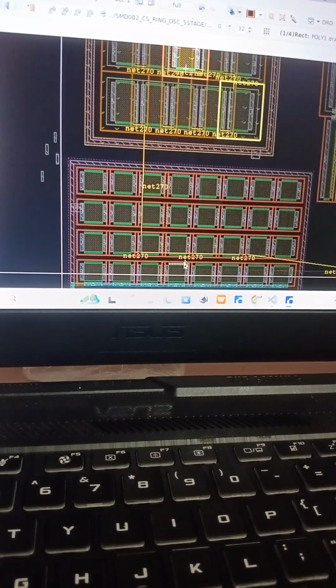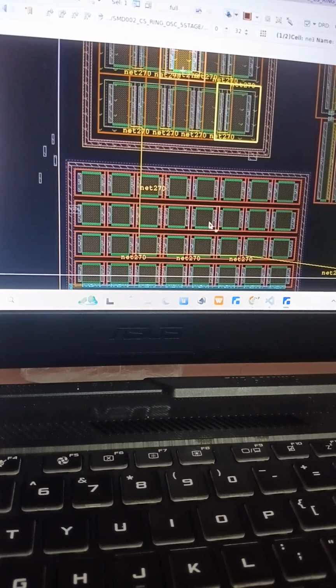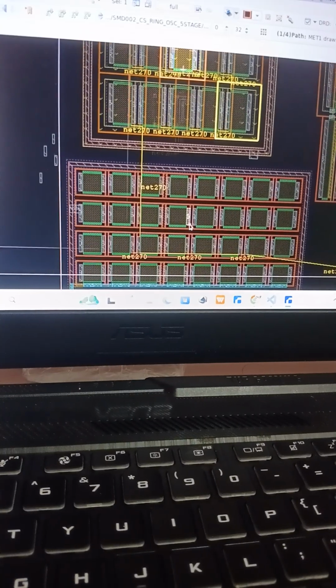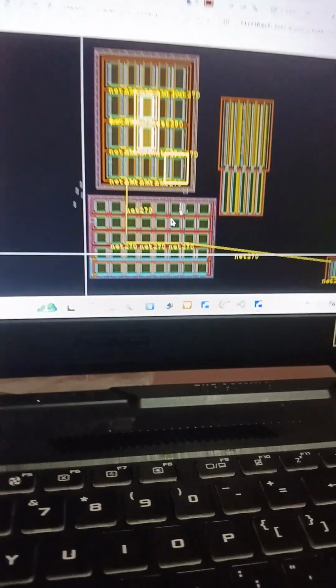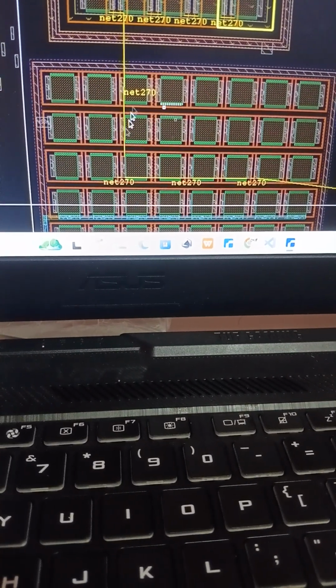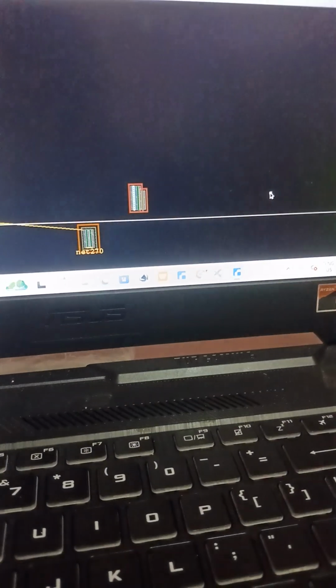So that's with these transistors. This is actually common centroid matching. So you can check that the center is at the middle, right? Common centroid. And this one, I think, is the current mirror at the bottom. So it's quite a bit more complicated than the previous one.